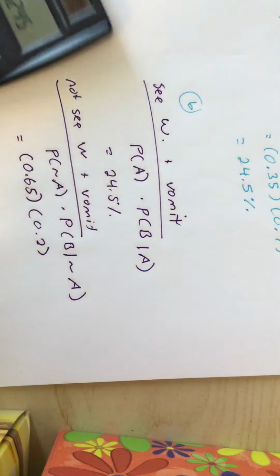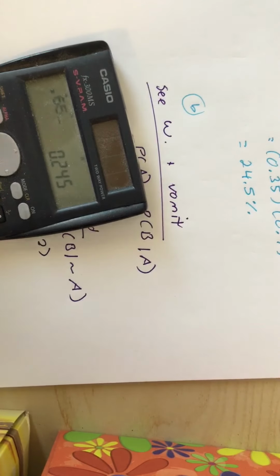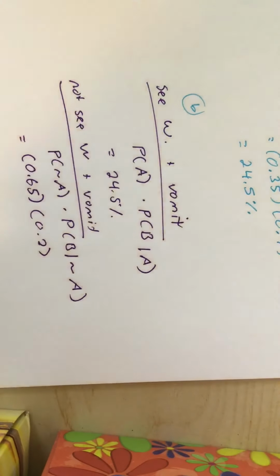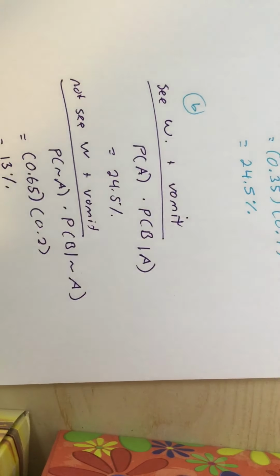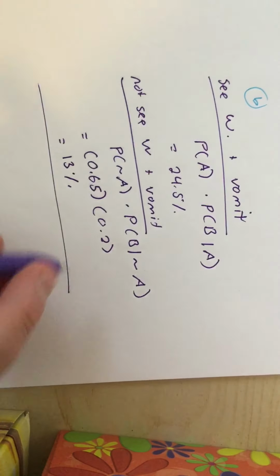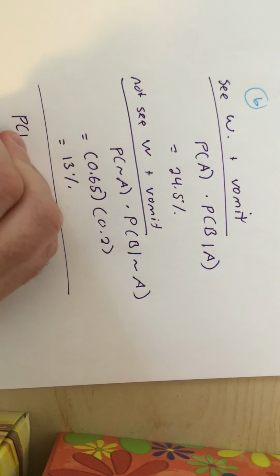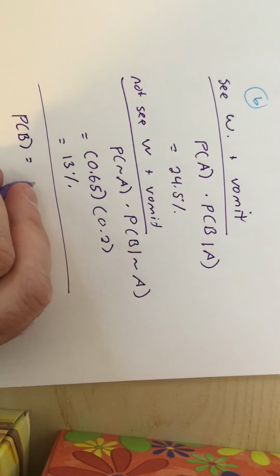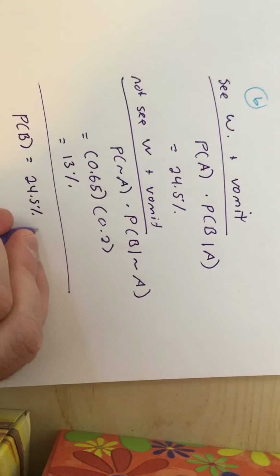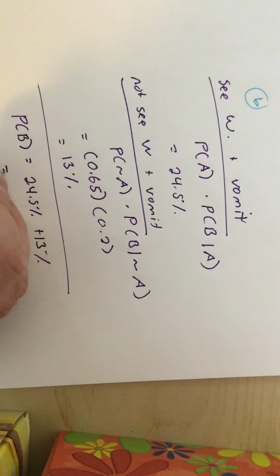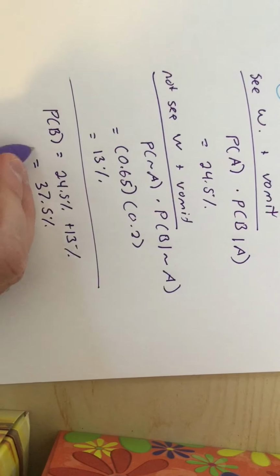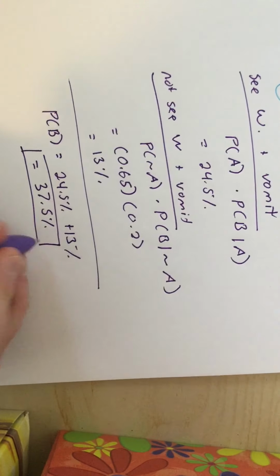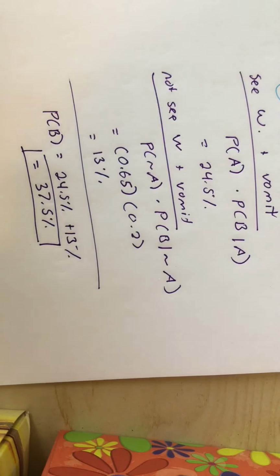And we're going to calculate that. 0.65 times 0.2. Yep, which is 13%. And those are the two cases. And like we've done elsewhere in the course, the probability of vomiting is going to be 24.5% plus 13%, which would be 37.5%. So in this particular problem, the probability that Stan vomits is going to be 37.5%.